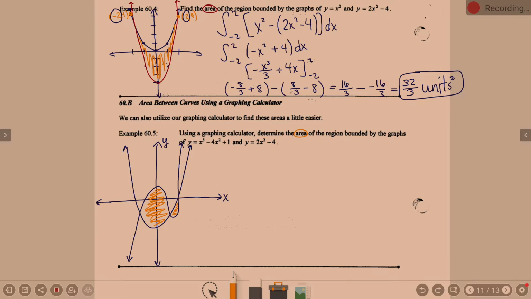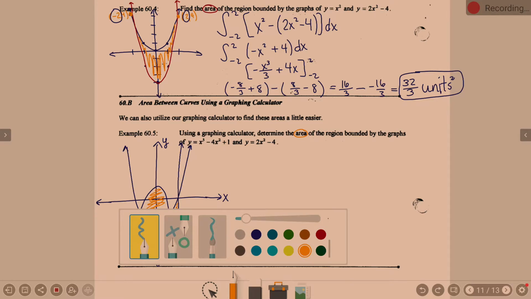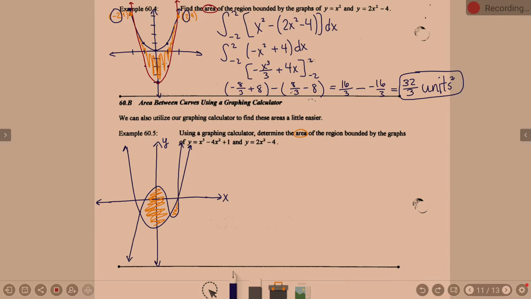Now, you're going to have to do some calculator work here, because what do I need to know? The intersection points. So there are 3 points I have to know. I have to know this point right here, this point, and that point. And you can do that on your calculator using second calc, and like 4 or 5 down, maybe number 5.